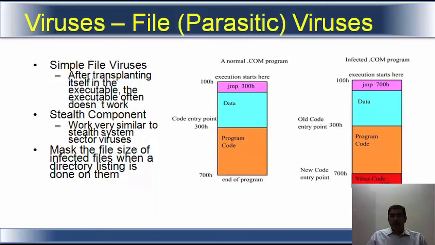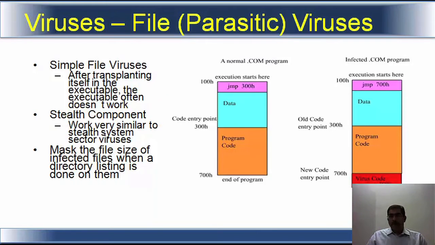Now, a normal program on the left hand side, if you see, there is program code, there is data, and there is an execution which starts at 300H. So it goes top down. That's how a normal program works. In an infected COM program, for example here, the first three steps are the same or similar, but the virus code writes itself in the last part, that is after 700H. That is the entry point of the virus code.